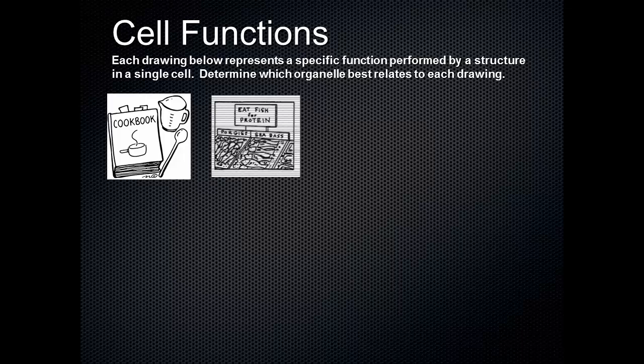Next, we have this picture. I don't know what's happening in my overhead, but it says eat fish for protein. Fish provide a good source of protein. What organelle would that be, Caleb? Ribosome.